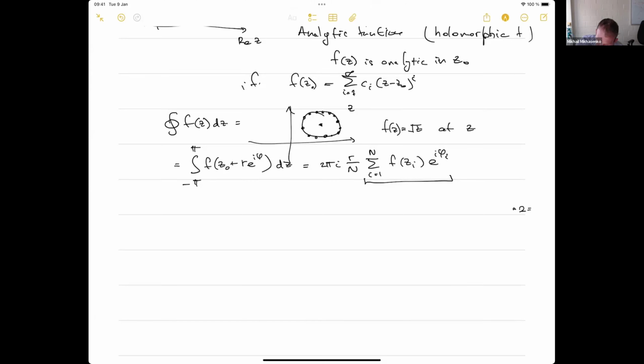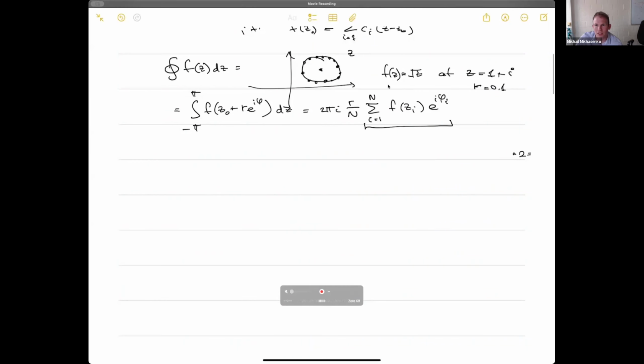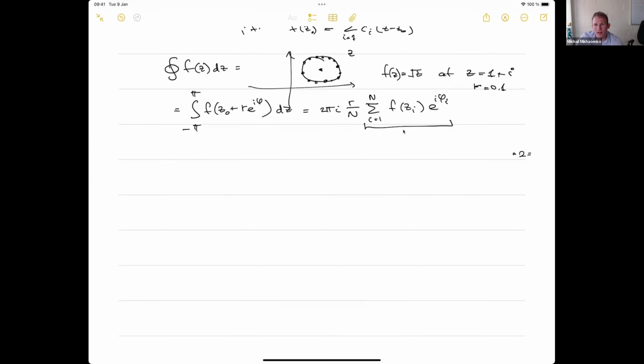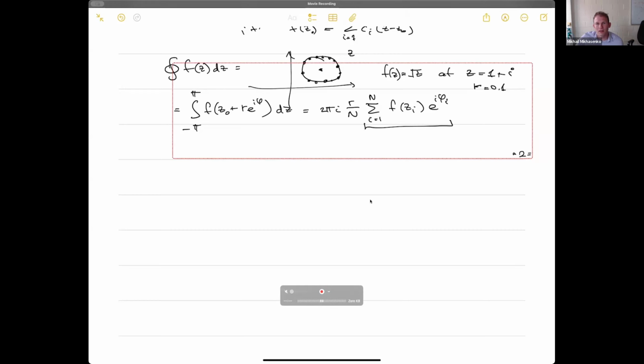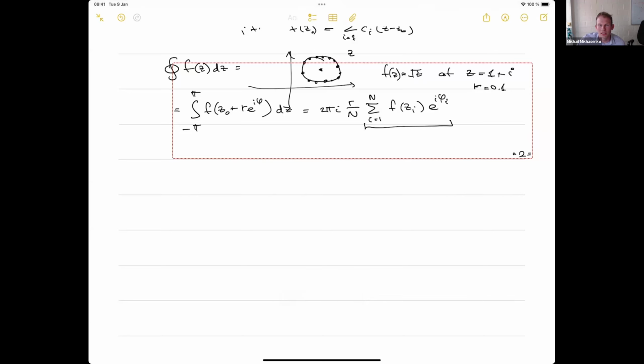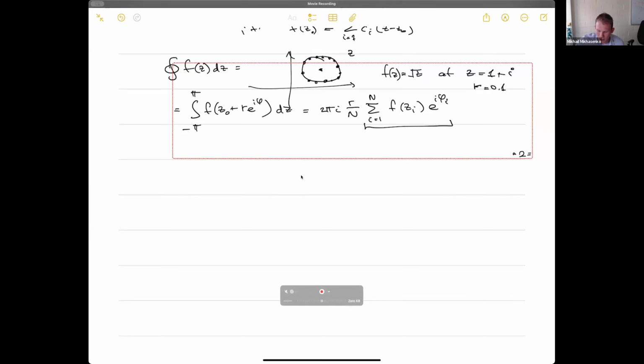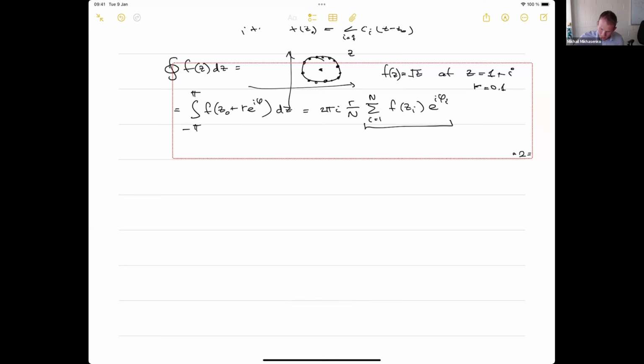At, let's say, z equals 1 plus 1, and then r is equal to 0.1. Or take any other function, and analyticity tells you that the integral must vanish, and it does. Interesting properties of the analytic function show up when this function is not purely analytic within the integration range, but rather contains singularities.